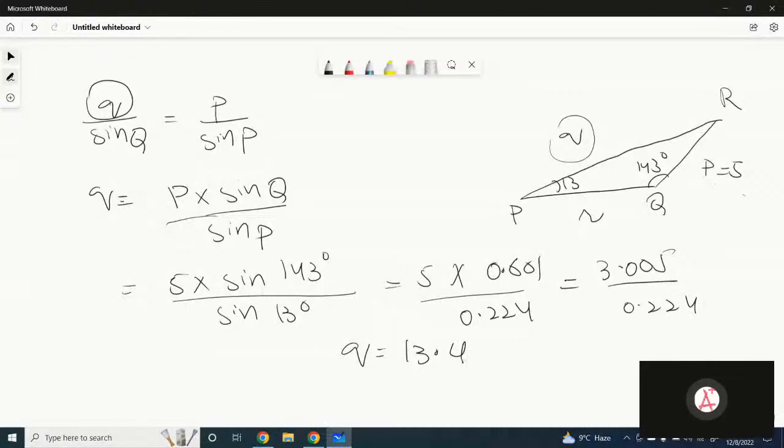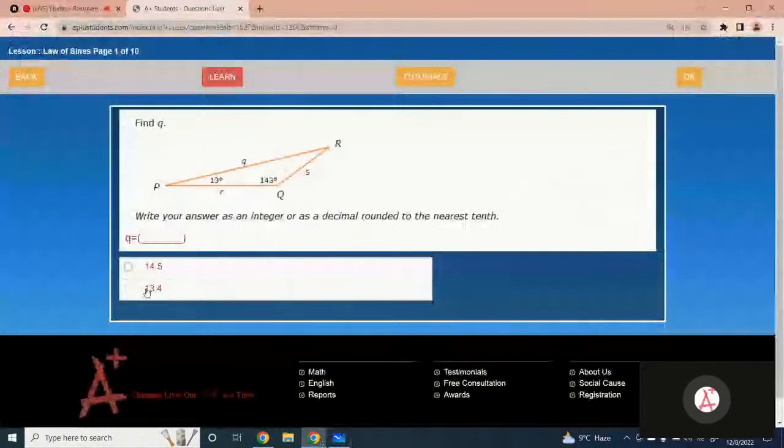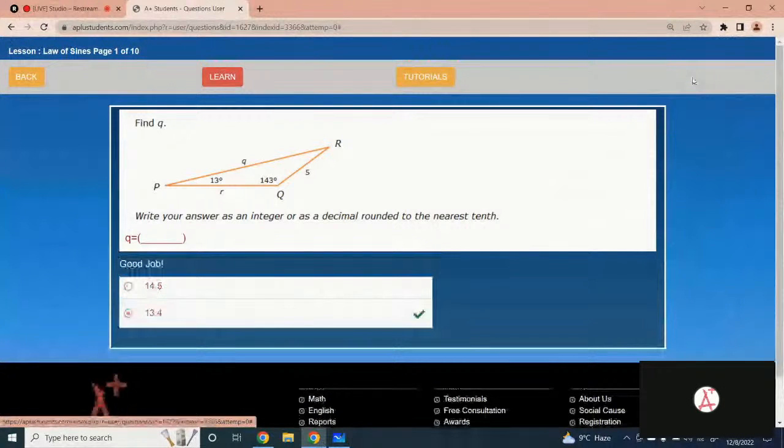Let's see if we have the given option. Yes, we have 13.4. That means the missing side length is 13.4, not degrees. Got it? So just select the correct option and click on the OK button.